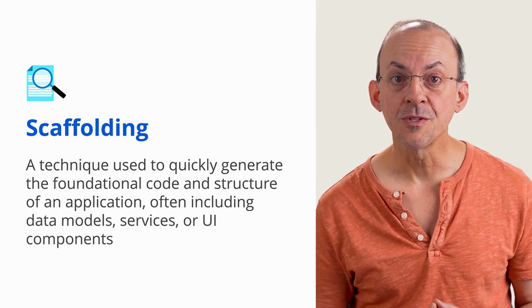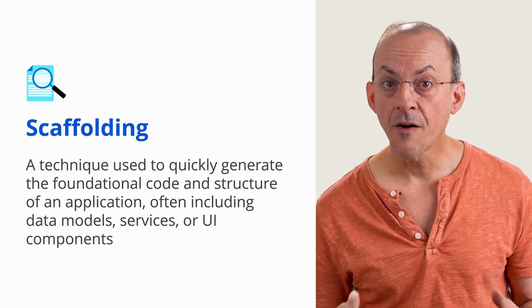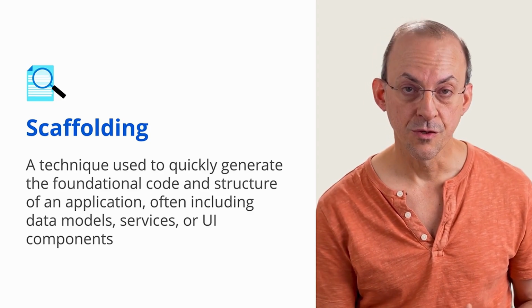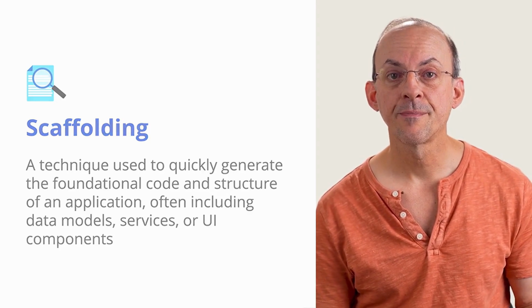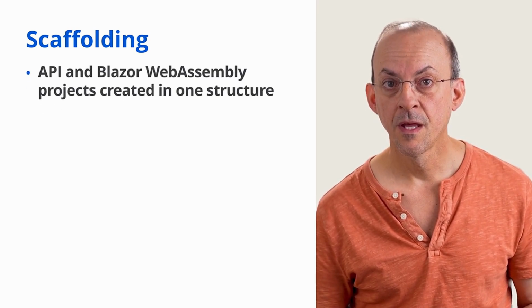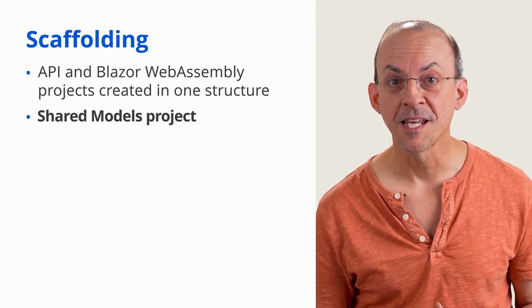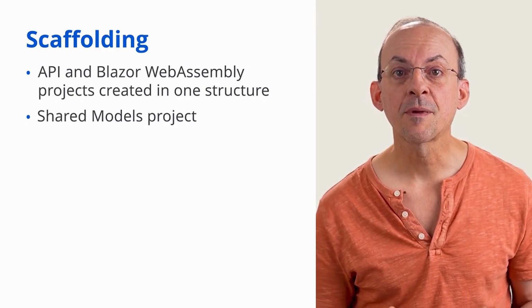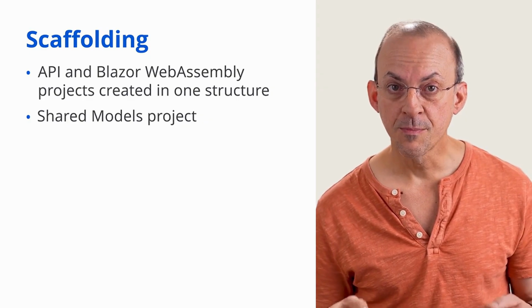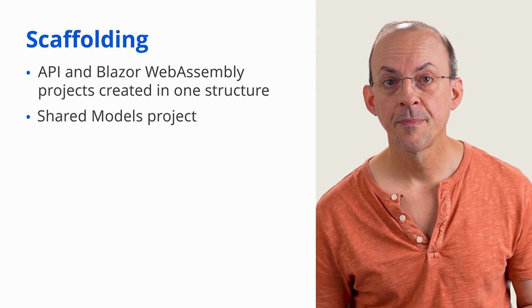Scaffolding is a technique used to quickly generate the foundational code and structure of an application, often including data models, services, or UI components. This means setting up your API and Blazor projects inside one organized structure. You'll also create a shared models project so your front end and back end speak the same language. This setup gives you a scalable foundation that supports shared logic and clean separation of concerns right from the start.